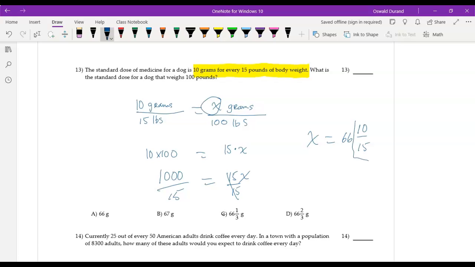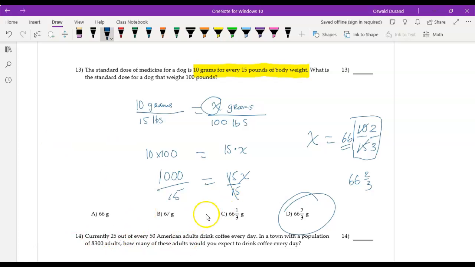But here, it is a proper fraction, but we can simplify it. So we have 5 as a common factor, so divide this by 5, you get 2. Divide this by 5, and you get 3. So it's going to be 66 and 2/3. So 66 and 2/3 gram is your final answer. Okay? So that's it. That's how you do those type of problems.